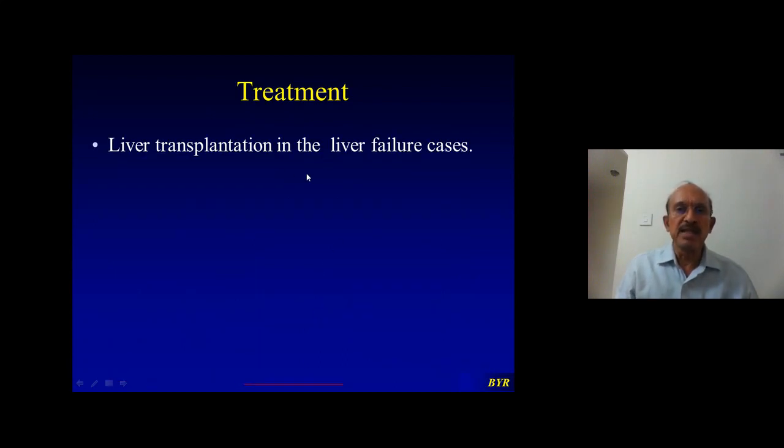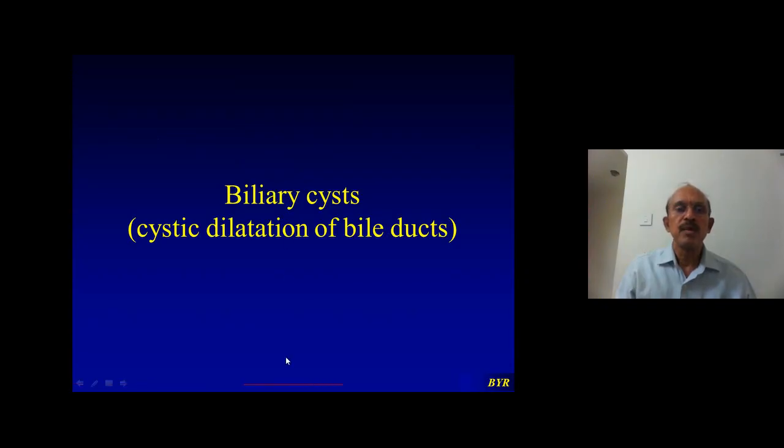If the patient is having biliary cirrhosis, then we do liver transplantation. So that is about the biliary atresia. The next condition is the biliary cyst.